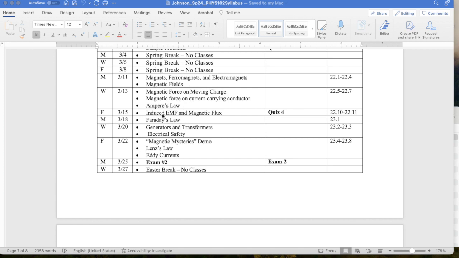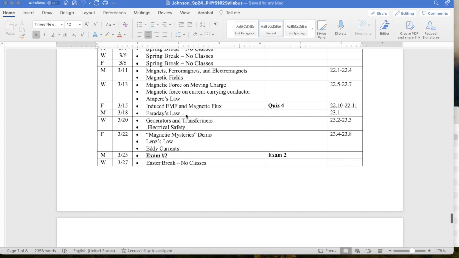We talked about induced EMF and magnetic flux. That was this week. That's Faraday's law also in generating electricity. And then today we talked about generators and transformers. The magnetic mysteries was Lenz's law, so I reversed the order of these because I wanted to do the demos in class. Eddy currents and Lenz's law was the direction of induced EMF. So those are the topics that we covered since last time.